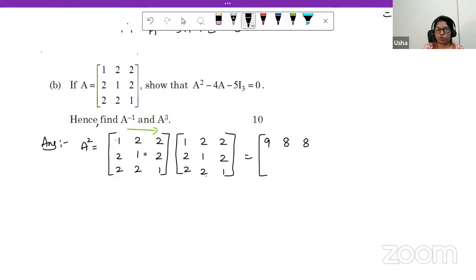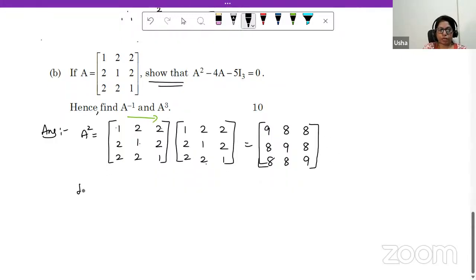2 into 1 is 2, plus this is 2, plus 4 is 8. And 2 into 2 is 4, plus 1, plus 4. So this is 9, and this is 8. Don't assume you're going to get it like this, but since it is given to show that it is 0, you are going to get these values only. Okay, 2 into 2 plus 4 plus 2. Yes, this is A square.